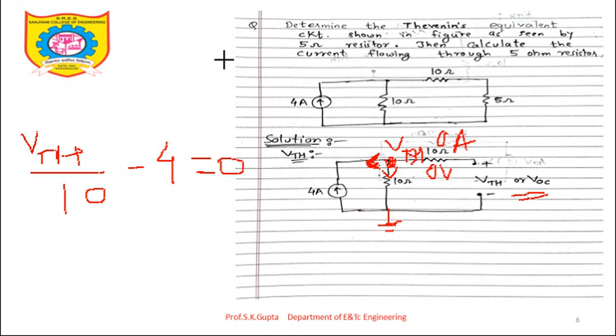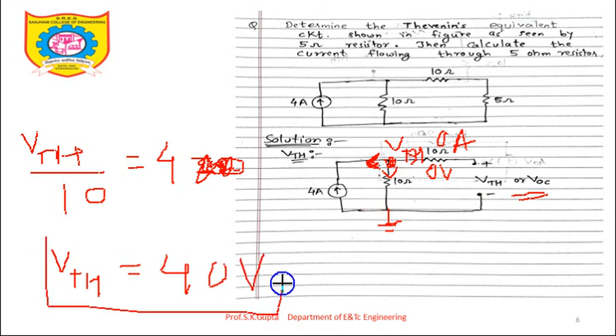Okay. So this 4 will go to that side. So VTH upon 10 equals 4. Then cross multiply. So VTH value comes out as 40 volt. 10 into 4, 40. So this is my first answer.